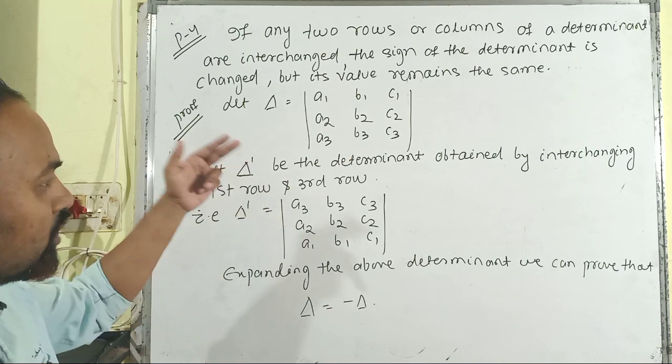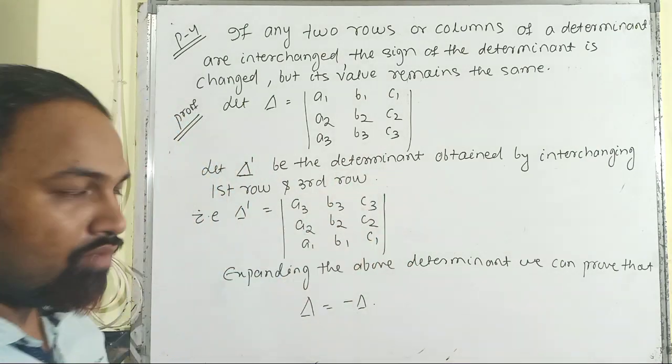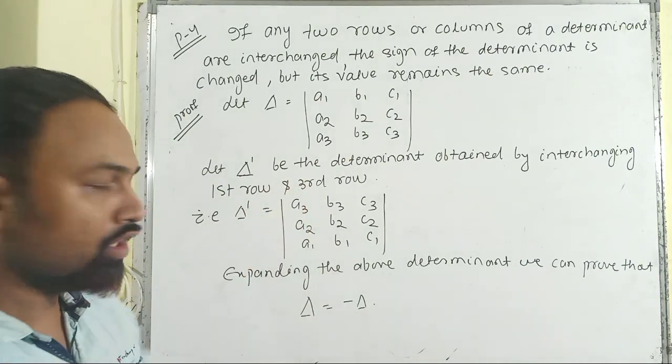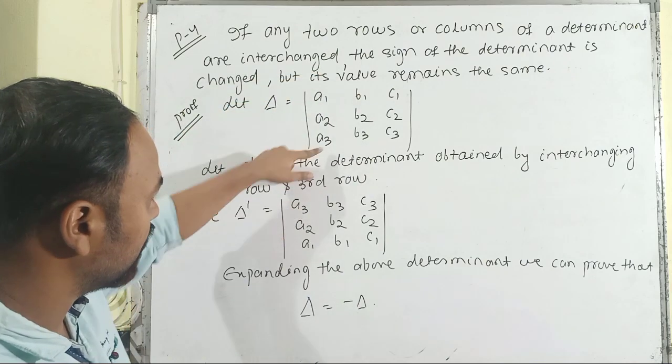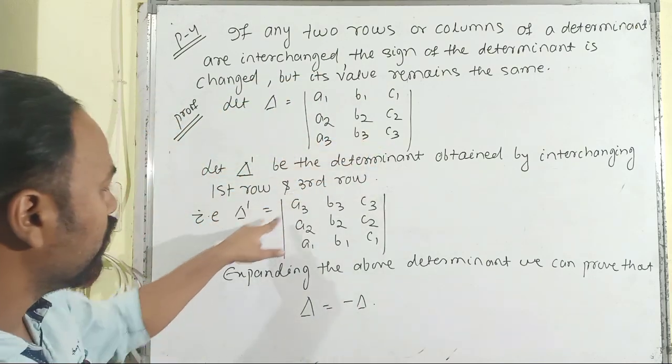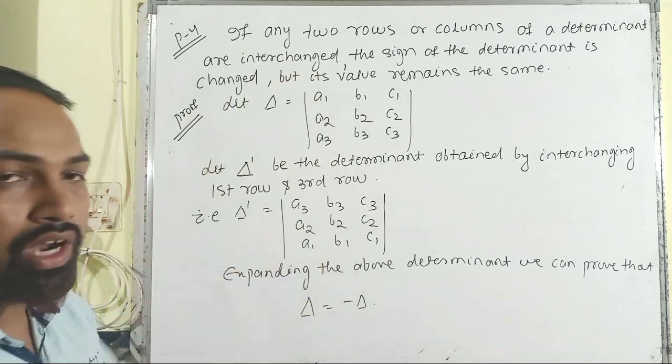Suppose delta dash is the new determinant obtained by interchanging the first row with the third row. That means the third row is shifted to the first row. Here you can see that this is the third row, and in the newly formed determinant it is in the first position, and the first row is in the position of the third row.